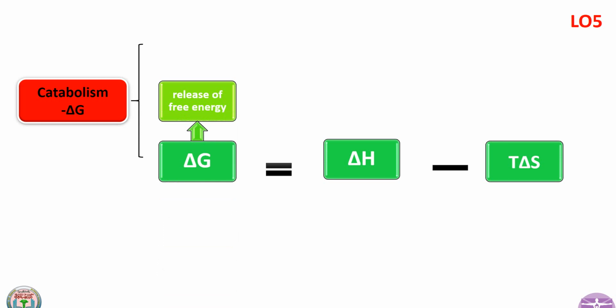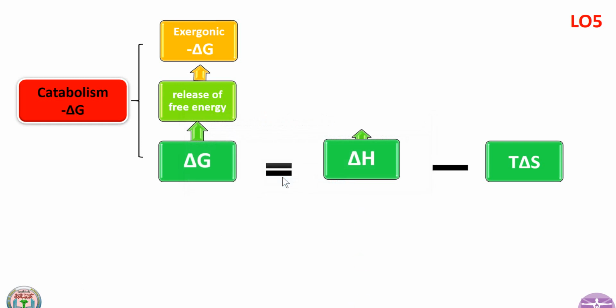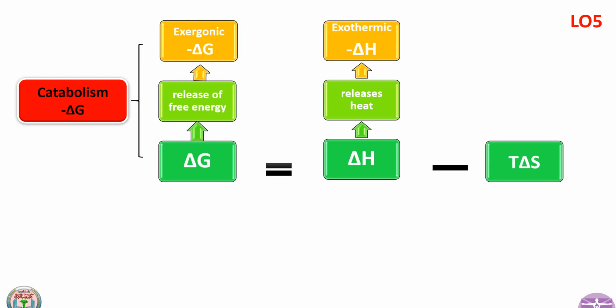It is a release of free energy, and the delta G is negative, and the reaction is said to be exergonic, or releasing energy. While the delta H, because there is release of energy and heat, the delta H in the catabolism will also be negative. There will be release of energy, so the delta H is negative, and the reaction is said to be exothermic. There will be release of heat.